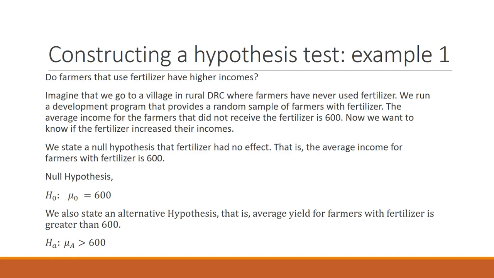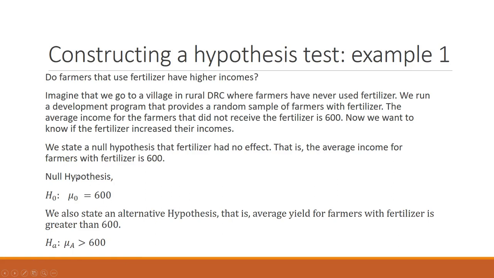All right, so what we do is we say the average income for farmers with fertilizer is equal to 600. That's our null hypothesis. If the average income for farmers with fertilizer is 600, that would imply that fertilizer had no effect. We also state an alternative hypothesis. That is, average income for farmers with fertilizer is greater than 600. So here's our alternative hypothesis. This is the one that we think is true. We think, by our intuition, that fertilizer will increase incomes.